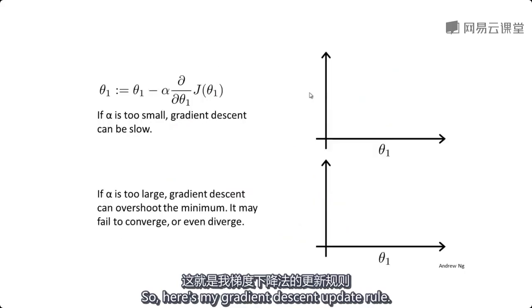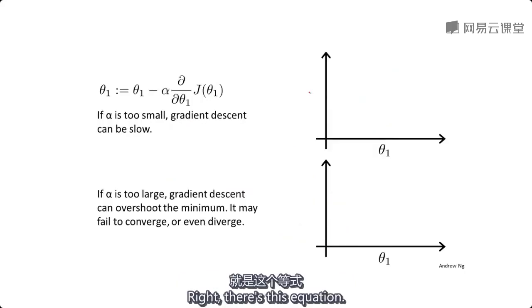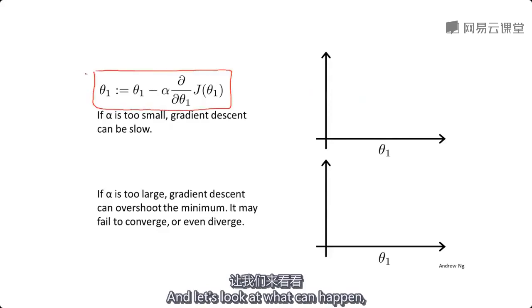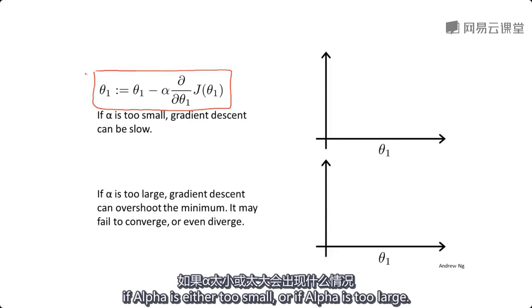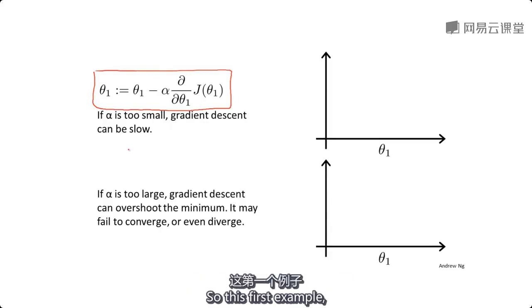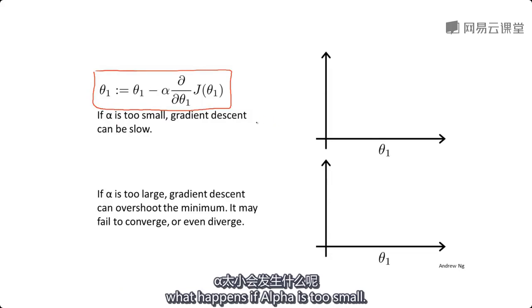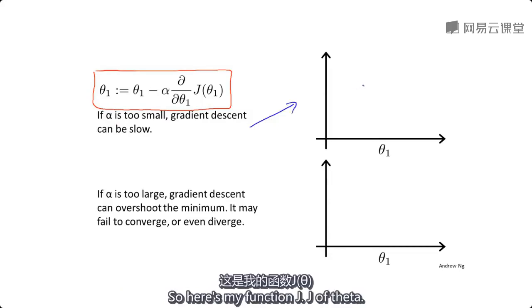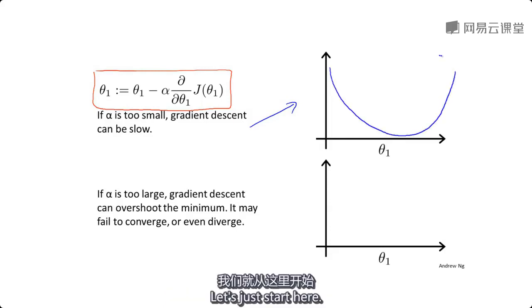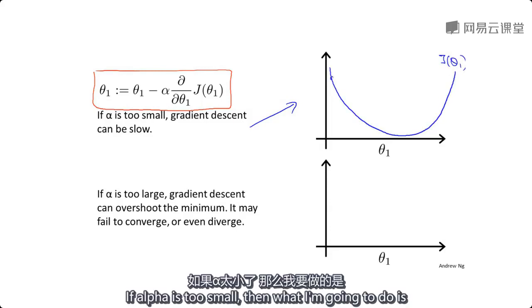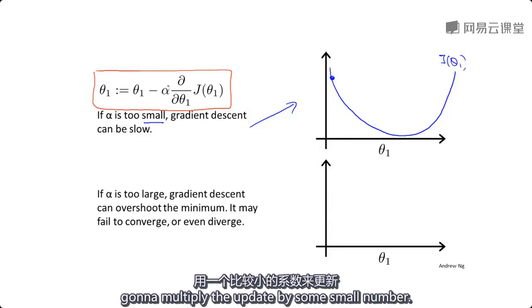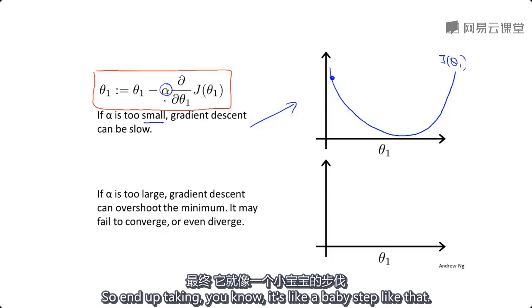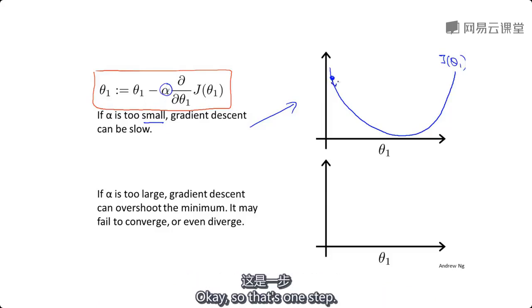So here's my gradient descent update rule. It's this equation. Let's look at what could happen if alpha is either too small or too large. In this first example, what happens if alpha is too small? Here's my function J of theta. Let's say I start here. If alpha is too small, then I multiply my update by some small number, so I end up taking a baby step like that. So that's one step in descent.